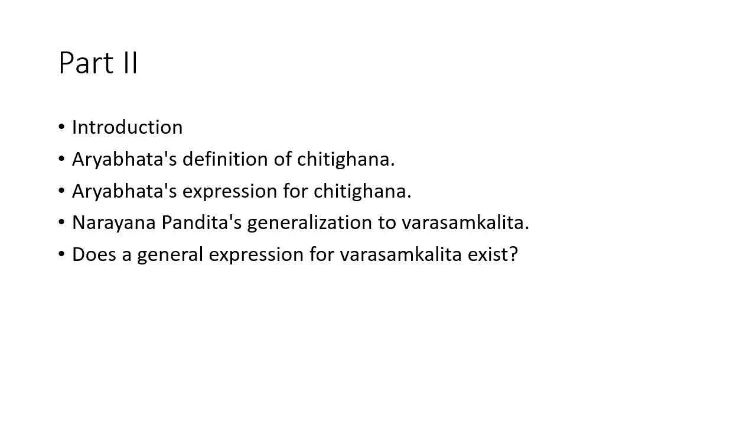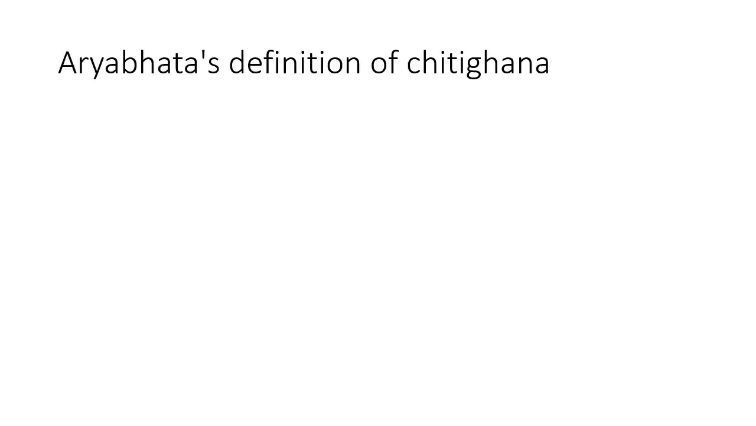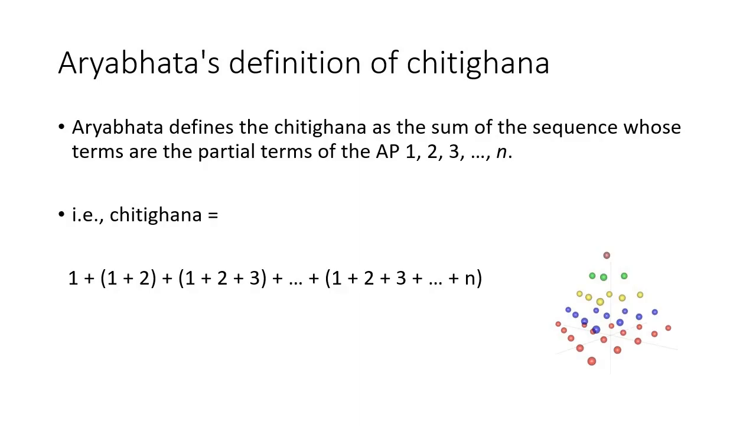So in here, let us look at Aryabhata's definition of the Chitighana. The Chitighana is defined as the sum of the partial sums of the arithmetic progression 1, 2, 3 till n. So that means the first term is 1, the second term is now 1 plus 2, the third term is 1 plus 2 plus 3 and so on, and you can add it till 1 plus 2 plus 3 till n. So this is called the Chitighana.